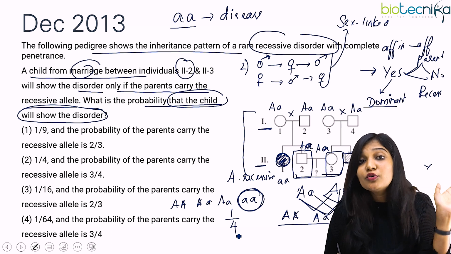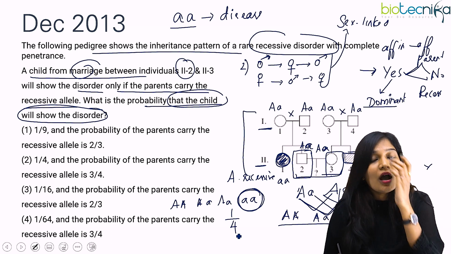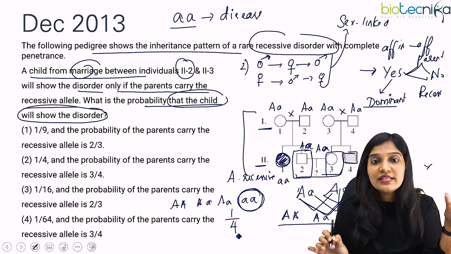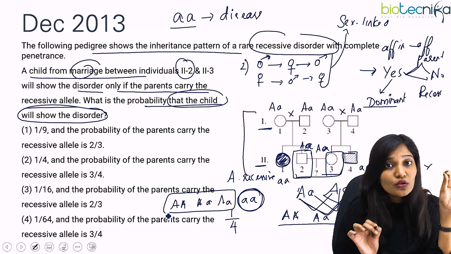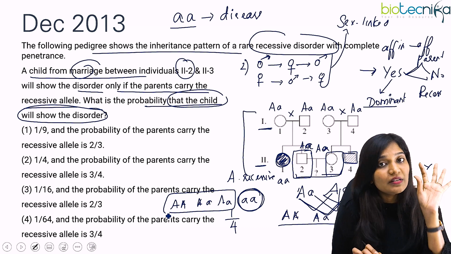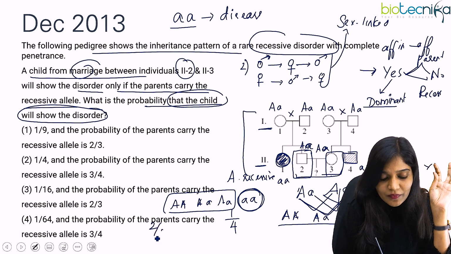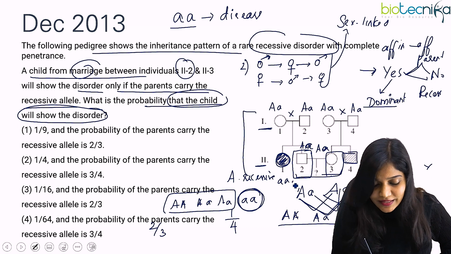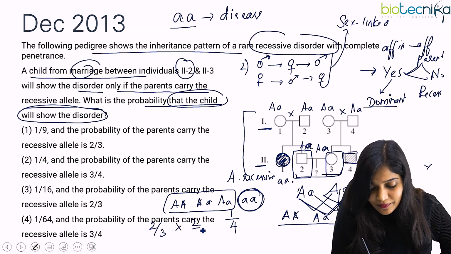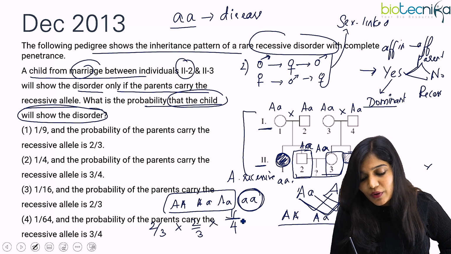They ask for the total together. You have to check how many are without disease. If you see, without disease there are 3. Out of that, how many are going to carry the recessive gene? 2 by 3. So the probability is 2 by 3 into 2 by 3 into 1 by 4. You have to remember this.